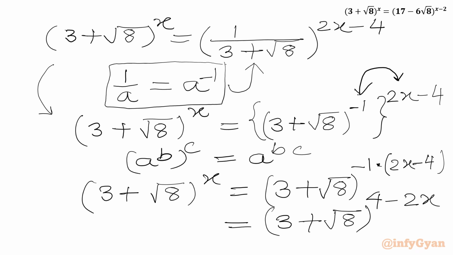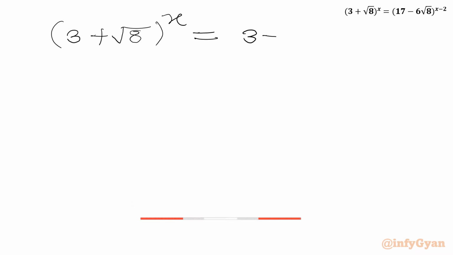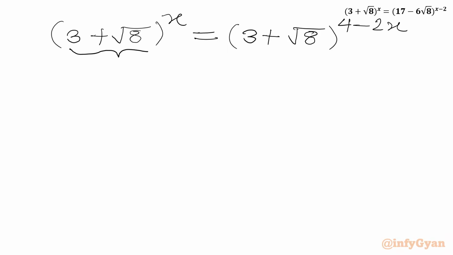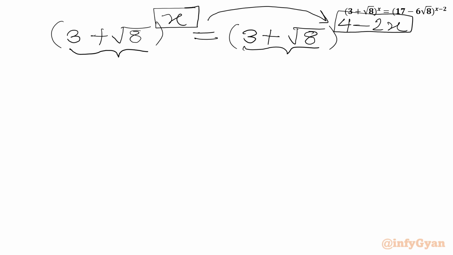Let me write the equation here: 3 plus square root 8 whole power x on the LHS, and on the RHS 3 plus square root 8 with power 4 minus 2x. Now our bases are the same. We need to only compare our exponents, our powers. We are going to put x equal to 4 minus 2x.